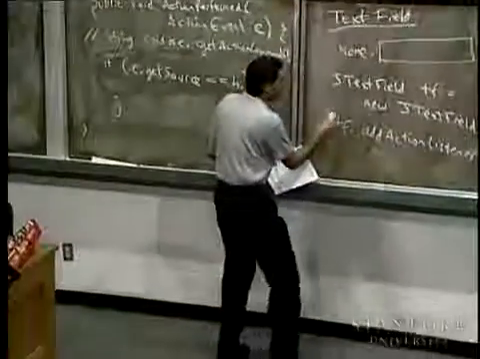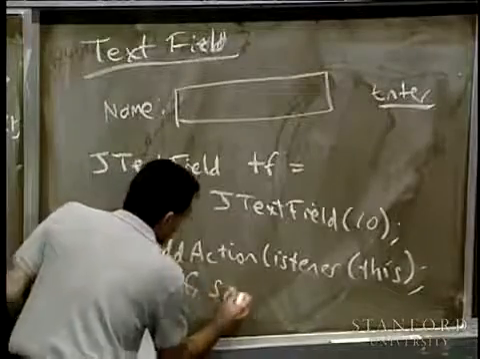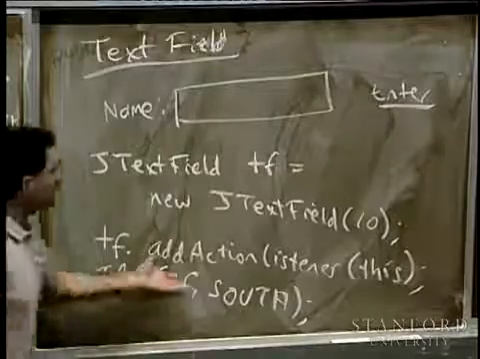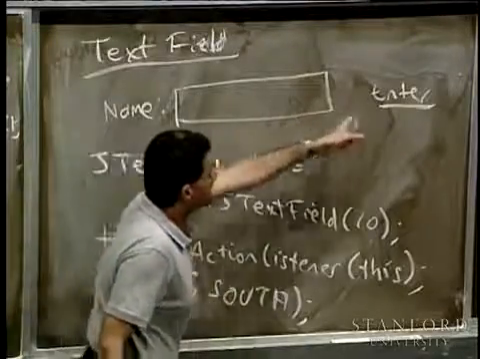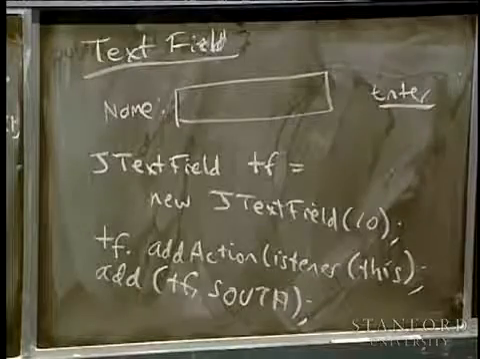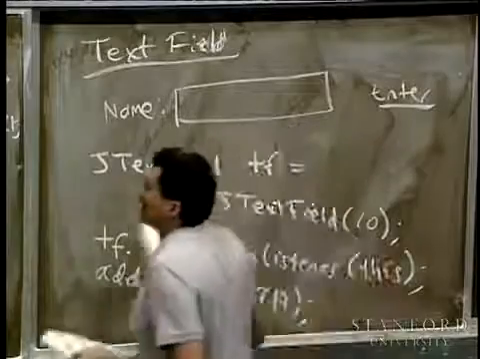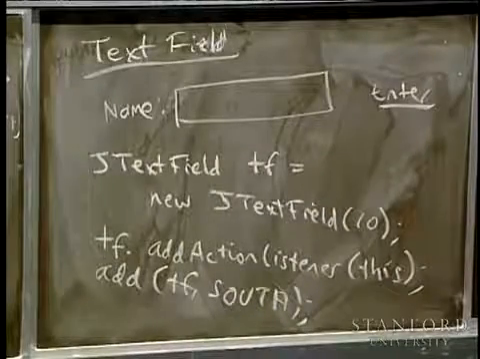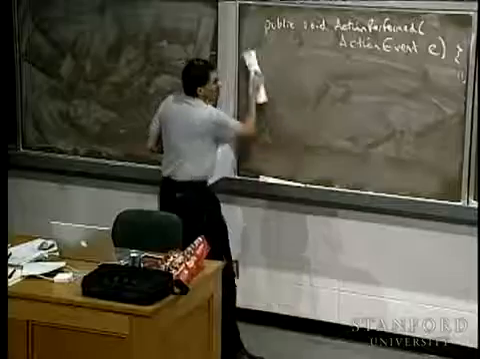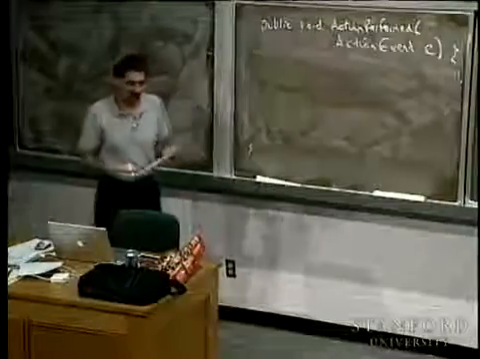So somewhere in your program, you would probably say add TF, and we might add TF, for example, in the South, because we add everything in the South. Okay? When someone types something into TF and hits enter, then it will generate some call to actionPerformed for you, and pass you an action event. Now, once that gets set up, how do you actually figure out what was the text field that generated this event, right? Because you could have multiple text fields that someone could have typed into and hit the enter key.